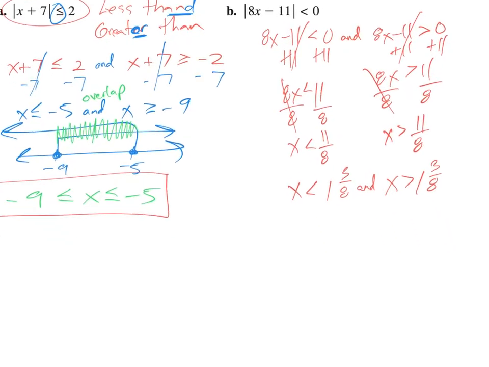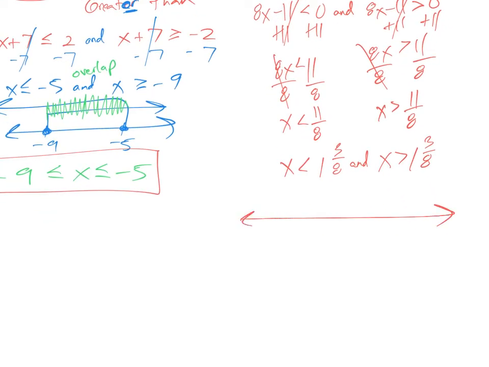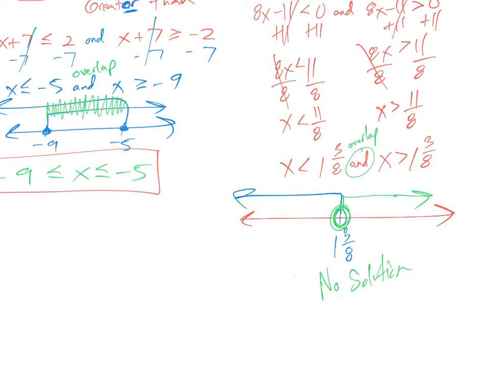So I graph these two. For the first one, 1 3/8, it says less than, so open circle, going to the left. For the next one, it says greater than, open circle, going to the right. Since I'm connecting these with an "and", I'm looking at where the graphs overlap. Well, they don't really. You could say right here, but it's an open circle for both. So there is no overlap at all, which means there's no solution for this absolute value inequality.